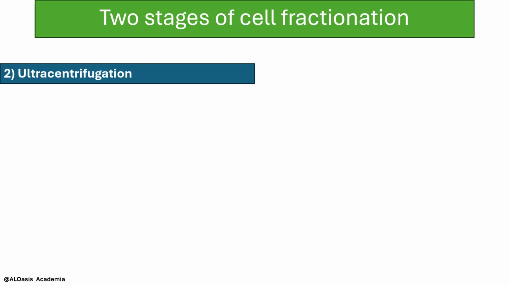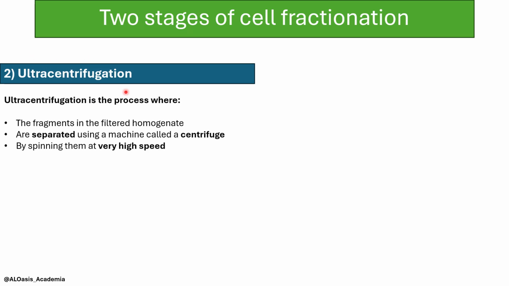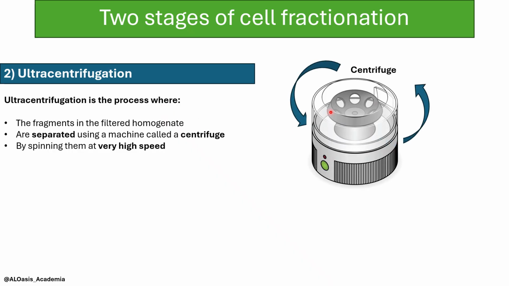So now we get to the second stage of cell fractionation, which is called ultracentrifugation. So what's the process of ultracentrifugation? It's basically that the fragments in the filtered homogenate that we created in the last step, we separate them using a machine called a centrifuge, and that's a centrifuge. And the way the centrifuge works is by spinning at very high speed.